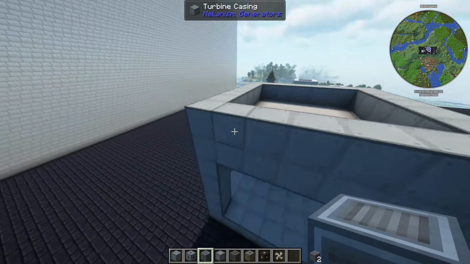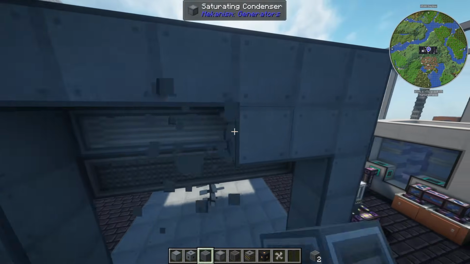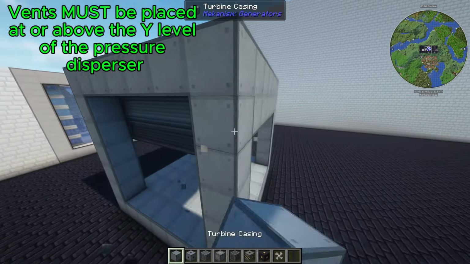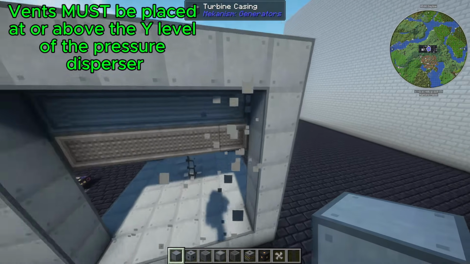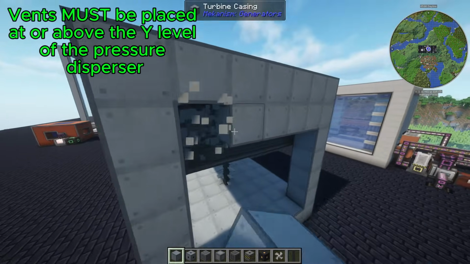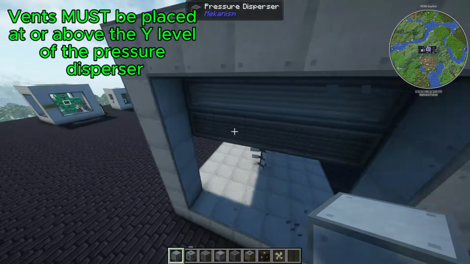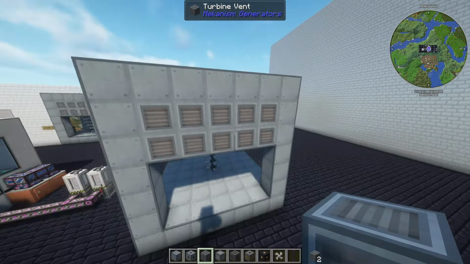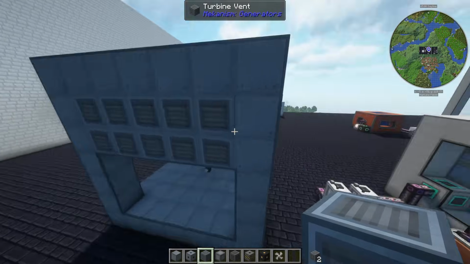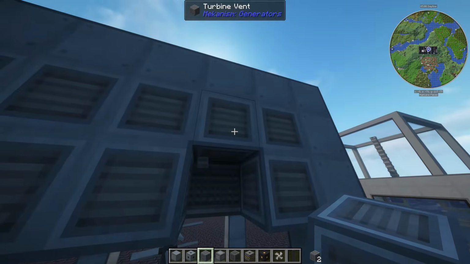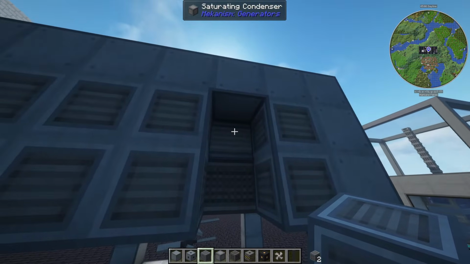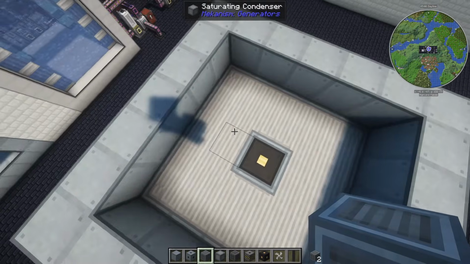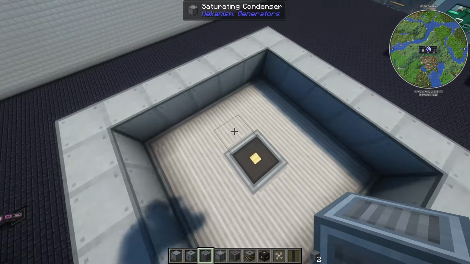All right, so now that I made this 1 block taller, I'm just gonna go ahead and destroy these blocks, and this is where our vents are going to go. So your vents cannot go below your pressure dispersers, so they have to be at the same level or above. So I'm just going to place these vents here. Now, as you can see, all the way around the outside, I have 2 layers of vents, 1 at the pressure disperser and 1 at the saturating condenser. At the top, I have the electromagnetic coil, and underneath that, there's the rotational complex. Then there's the saturating condensers.